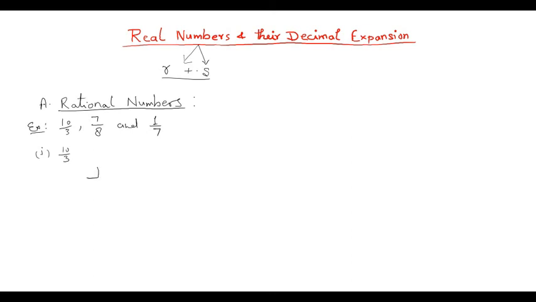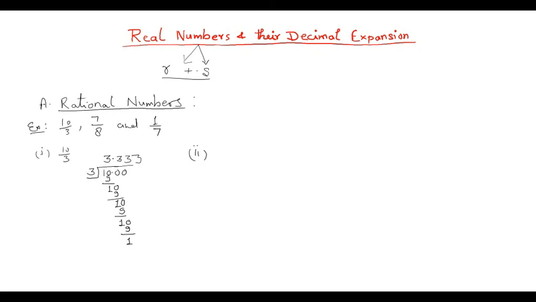We will divide 10 by 3. Here 3 3s are 9, so the remainder is 1. We will put the decimal here. Again 3 3s are 9, remainder 1. Again we extend, 3 3s are 9, again remainder 1, and so on. So again the remainder repeats.